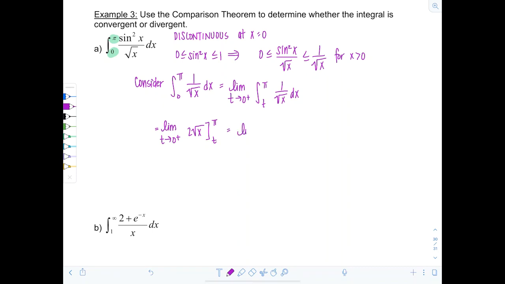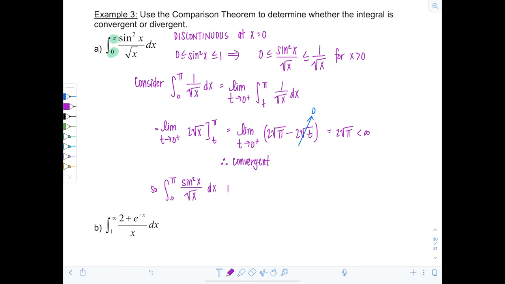And then now we have the limit as t approaches 0 from the right of 2 rad pi minus 2 rad t. Okay. t is going to 0 from the right, so this is just going to 0. 2 rad pi is a constant. It's finite, so therefore, this integral is convergent. So the original integral from 0 to pi of sine squared x over rad x dx is also convergent by the comparison theorem.